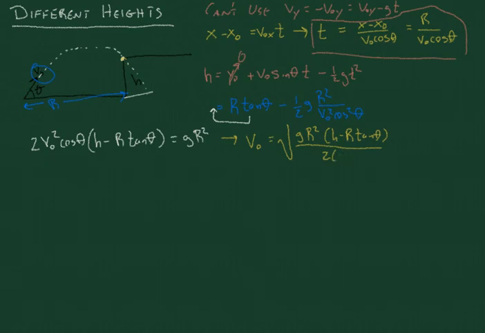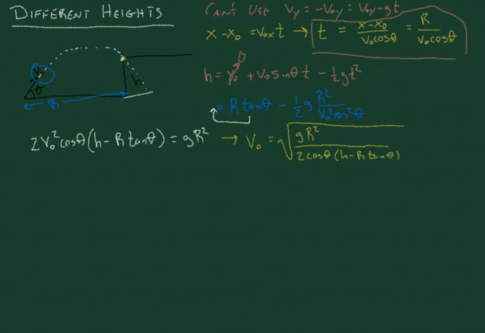Oh, I'm sorry, this is not right. It's g times r squared divided by 2 cosine theta times h minus r tangent of theta. And so this would be the velocity that we need to fire to get to that point.